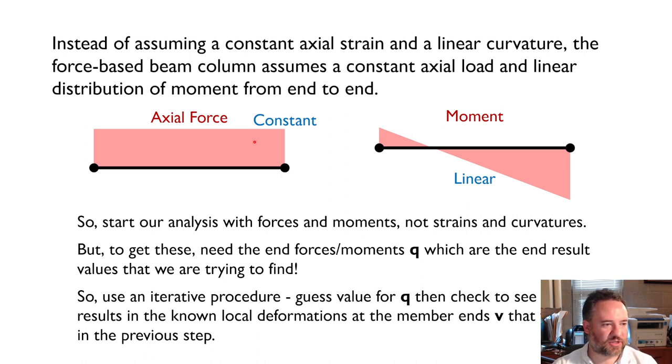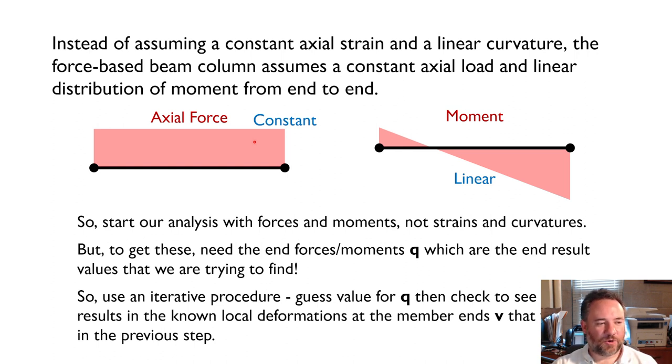Okay, now here's where it starts to get different. Instead of assuming constant axial strain and linear curvature, which was a good assumption for strain but a bad assumption for curvature for nonlinear elements, force-based beam column makes an assumption instead about the load and the moment distribution, right? So you can start to see already, you say, well, we needed those curvatures and strains in order to calculate the load. So how do we start with loads? We're starting backwards, but now we're making an assumption that aligns well with equilibrium. We're assuming that the axial force is constant, which is a good assumption because we only have loads at the ends. And we're assuming that the moment distribution is linear, which is a good assumption. Even if it goes nonlinear, the moment distribution between the two ends will be approximately linear. So this is a better set of assumptions to start our analysis, but we're starting our analysis with set moments, so now what do we do?